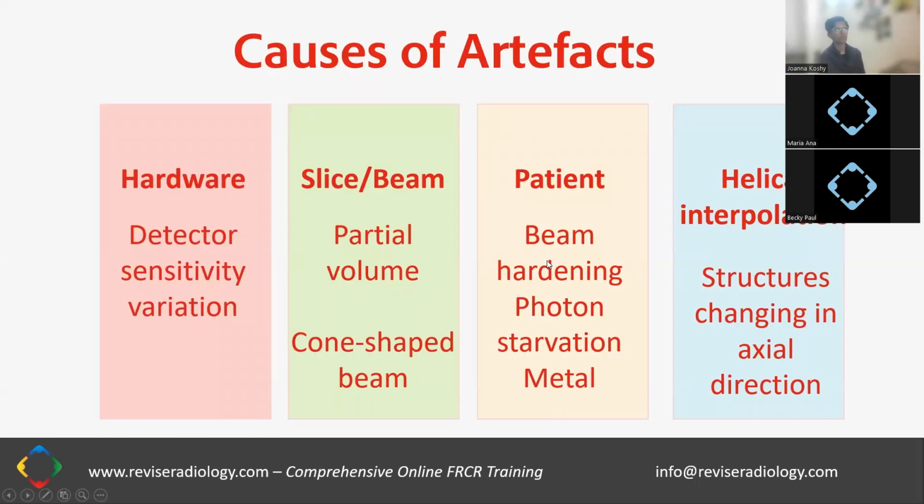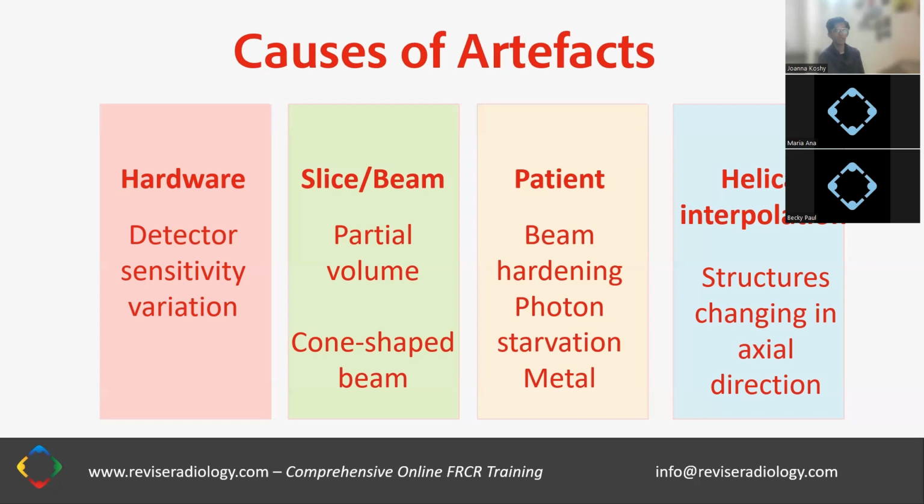So there's a few different types of causes of artifacts. The main ones are hardware, something to do with the slice thickness or the beam, something to do with the patient, something to do with the mode of scanning. So if it's helical scanning, there's some artifacts which come into place there. So what are the types of hardware artifacts that can be caused? There's detector sensitivity variation. That's when some of the detectors are faulty, or when the detector gain amplification is not adjusted relative to each other. Then we'll have an artifact which is caused by sensitivity variation of the detectors.